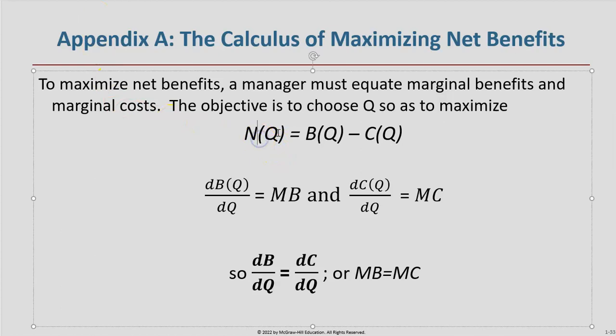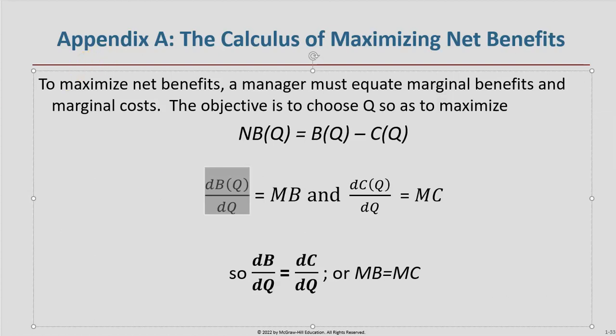And here's that annoying N for net benefits, where NB makes much more sense. So to maximize net benefits, a manager must equate marginal benefits and marginal cost. The objective is to choose Q so as to maximize net benefits. And with the benefit and cost functions, the marginal benefit is equal to what's known as the first derivative of the benefit function. It turns out the first derivative of the benefit function is the slope of the benefit function.